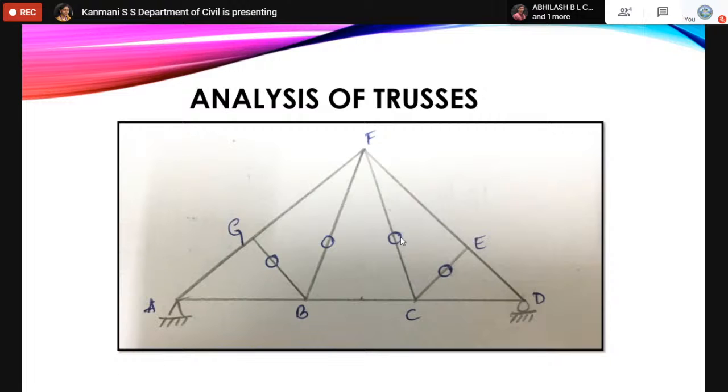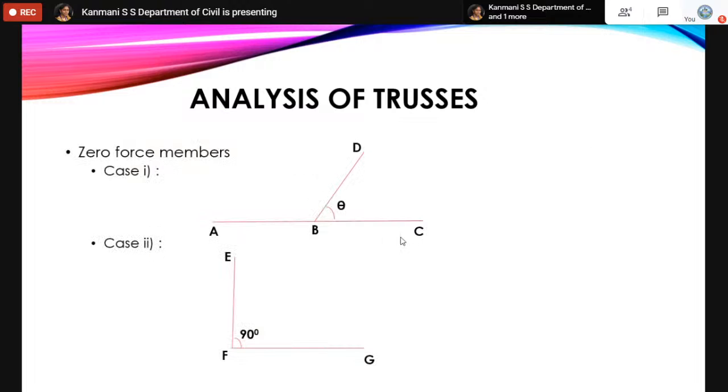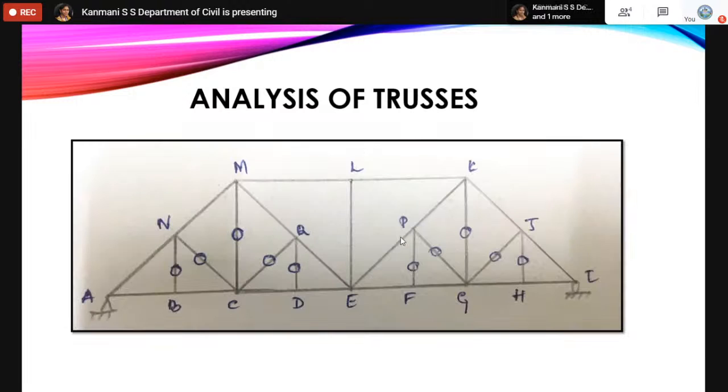So if you find such figures, you should have the trick, you should know these two concepts. If you know this concept, you can directly find out what is the member force. So now moving on, analysis of trusses again. I have taken one more example, wherein if you see this, I will start from joint B or joint D or joint F or joint H. In all these four joints, the case is simple. We have three forces or three members, wherein two members are collinear, the third member will become 0.